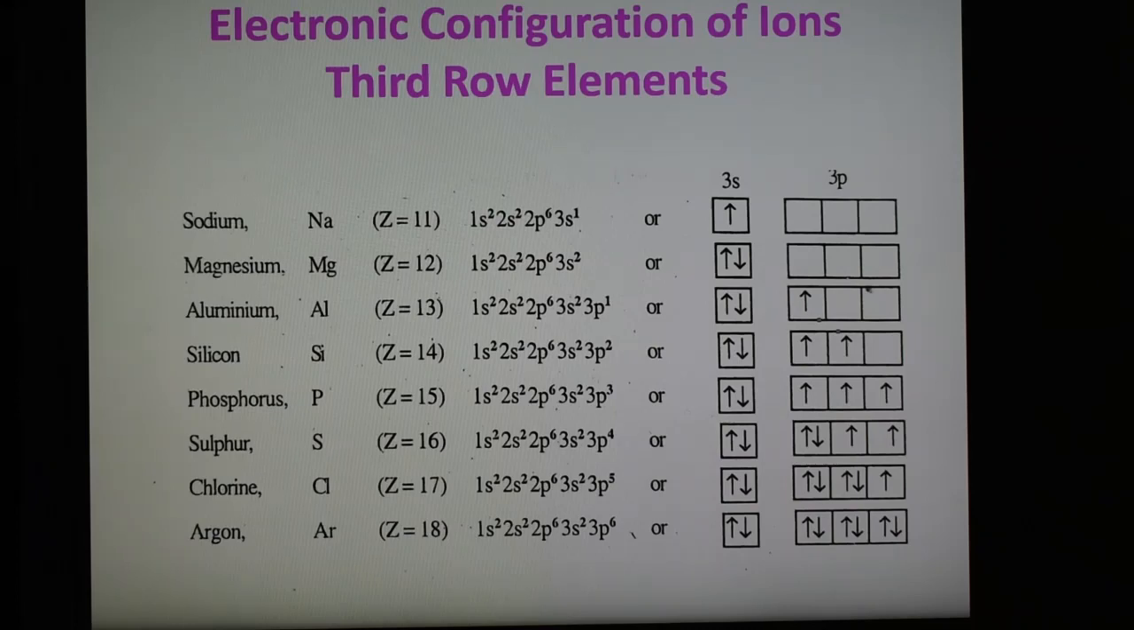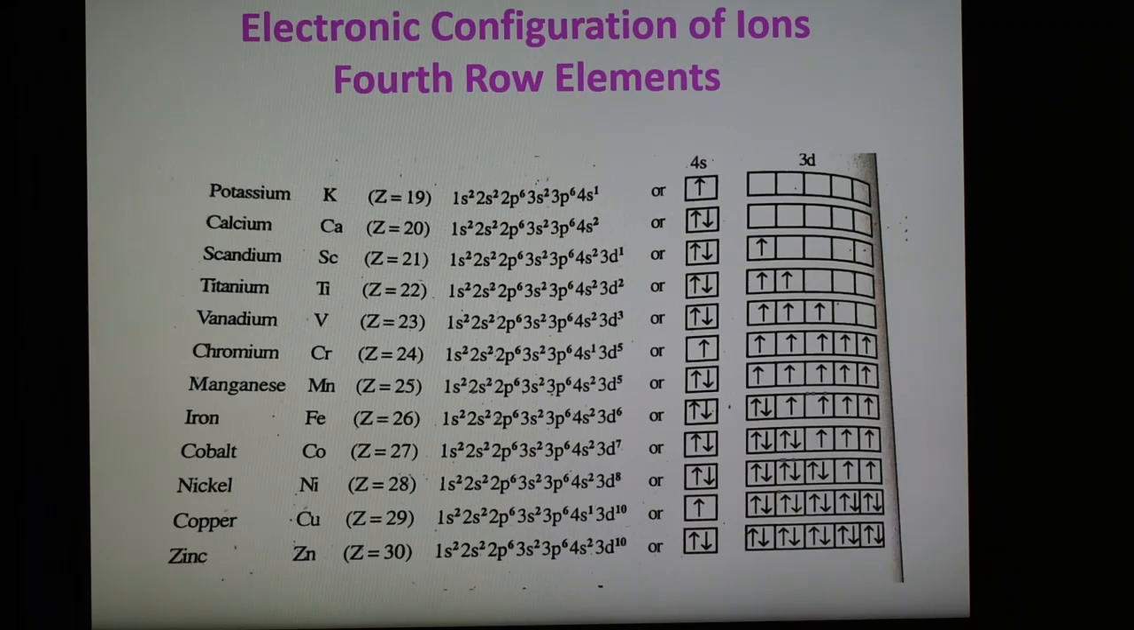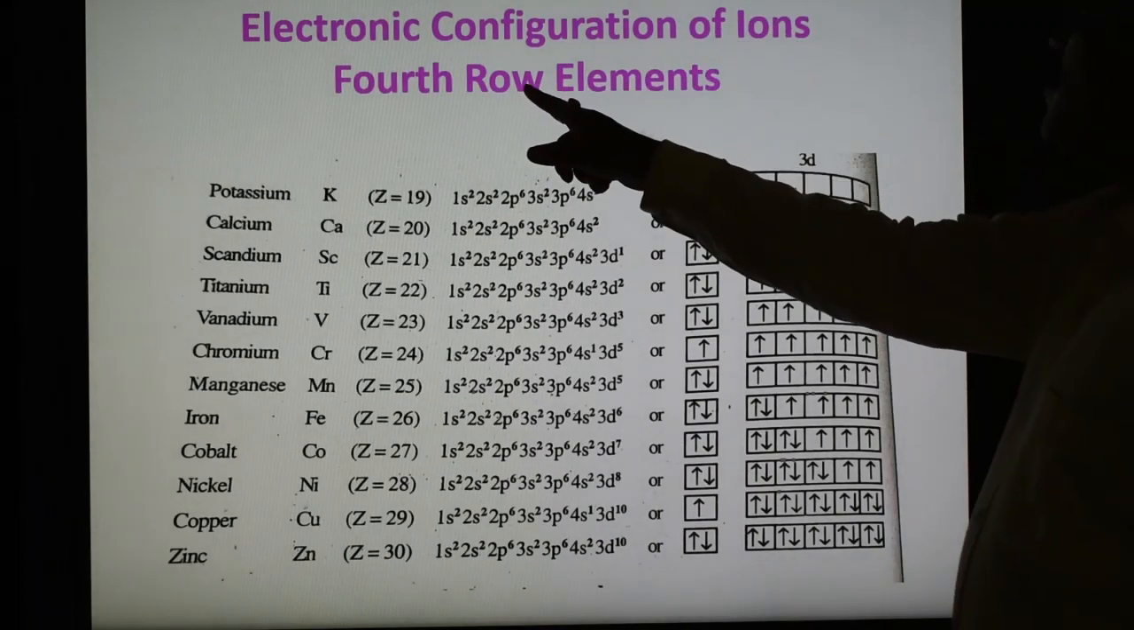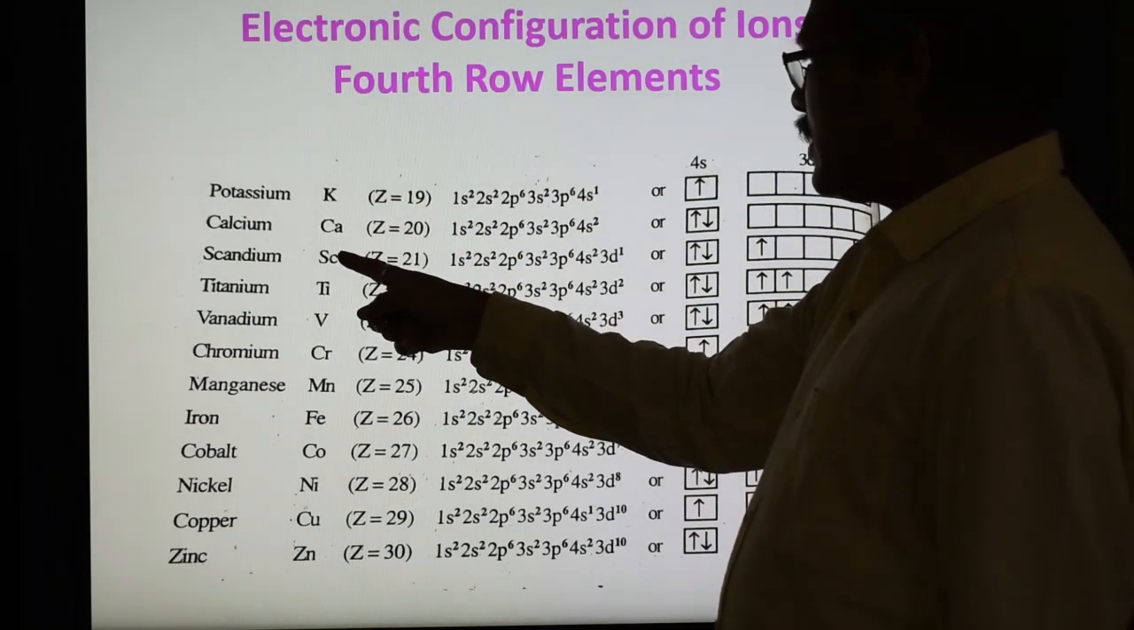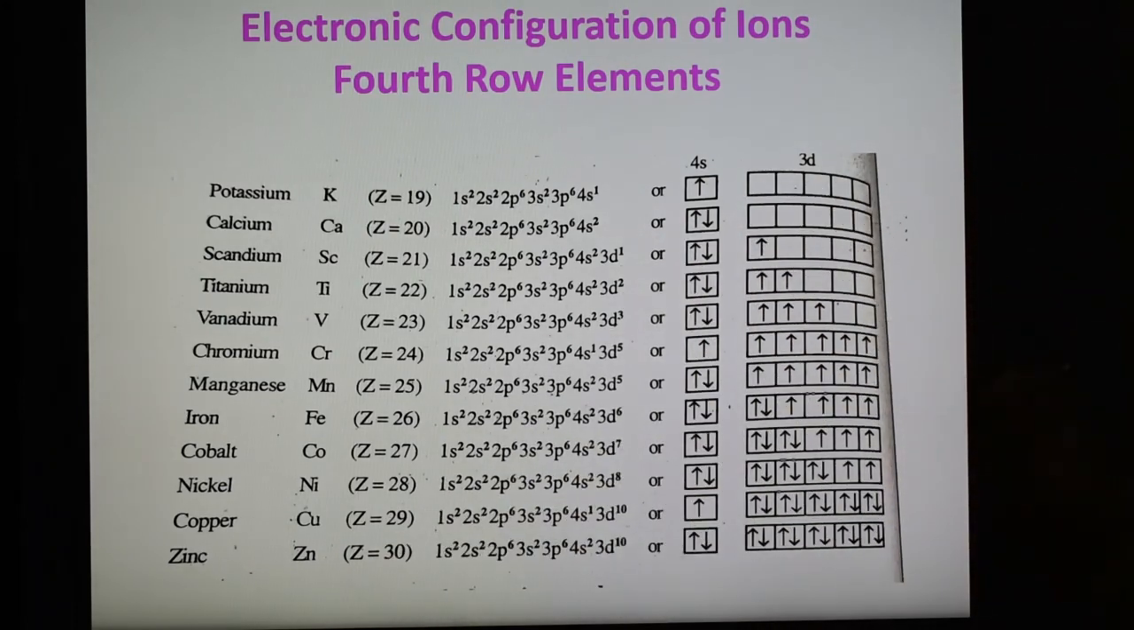So s contains 2 electrons, p contains 6 electrons, d contains 10 electrons. So this is the configuration for the third row elements of the periodic table. Now the electron configuration of fourth row elements, not ions here, fourth row elements. So fourth row elements are potassium, calcium, and from scandium up to zinc is the first transition series elements.